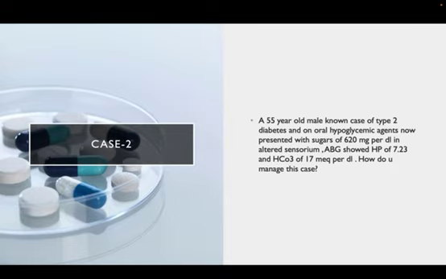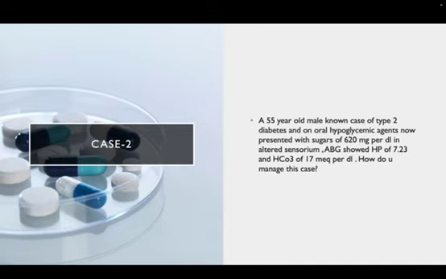Next, case 2. A 55-year-old male, a known case of type 2 diabetes mellitus on oral hypoglycemic agents, now presents with sugars of 620 milligrams per deciliter and altered sensorium. ABG pH is 7.23 and bicarb is 17 milliequivalents per liter. How do you manage this?